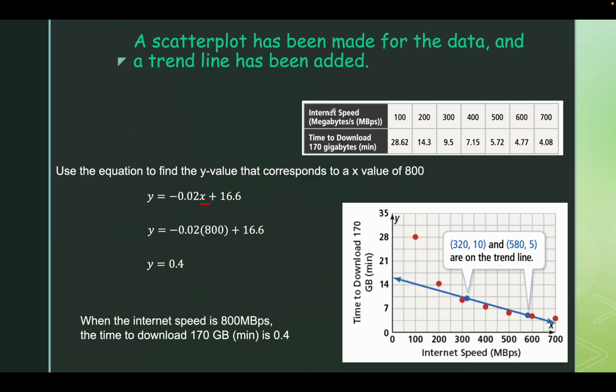What this tells us, our x values here is our internet speed, and our time to download 170 gigabytes per minute is down here. So when the internet speed is 800 megabytes per second, the time to download 170 gigabytes per minute is 0.4.